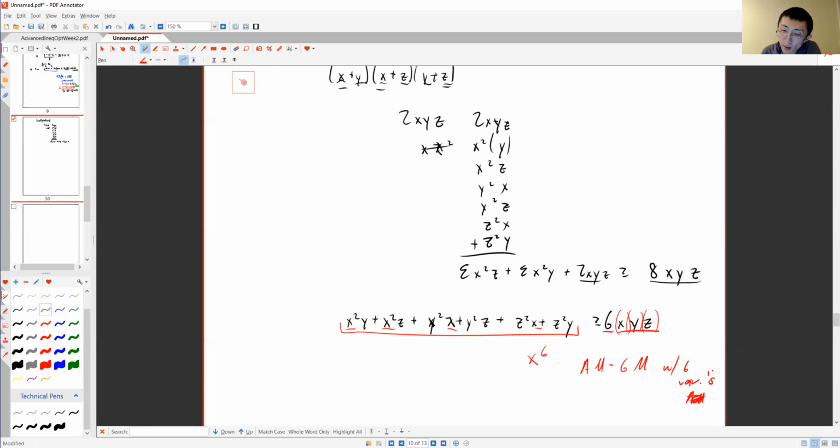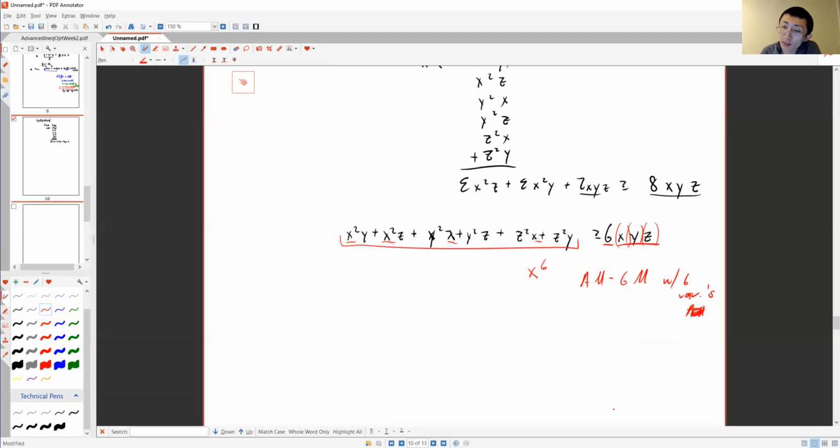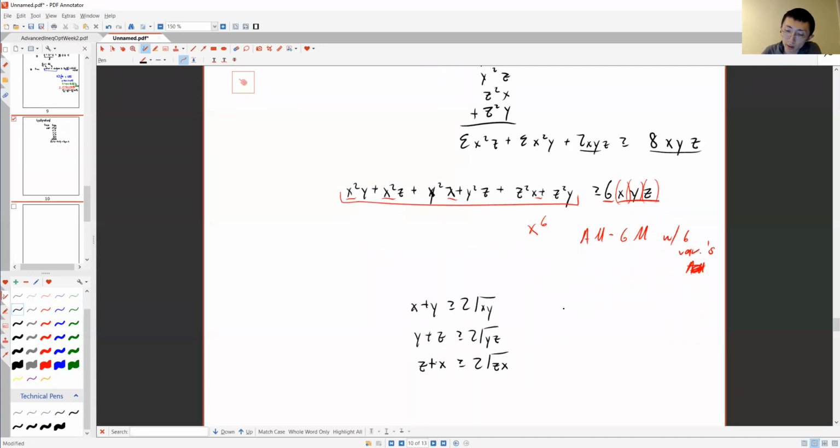6 variables. What Pranav was suggesting at the start was we can actually just say x plus y is greater than or equal to 2 root xy. Y plus z is greater than or equal to 2 root yz. And z plus x is greater than or equal to 2 root zx. And then we just multiply these 3 inequalities.